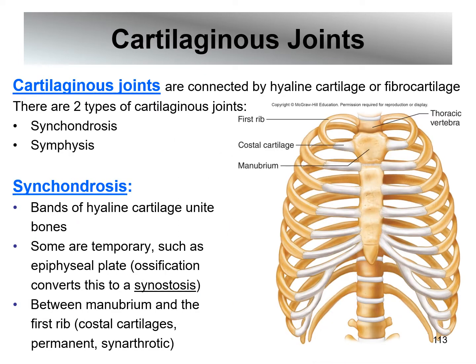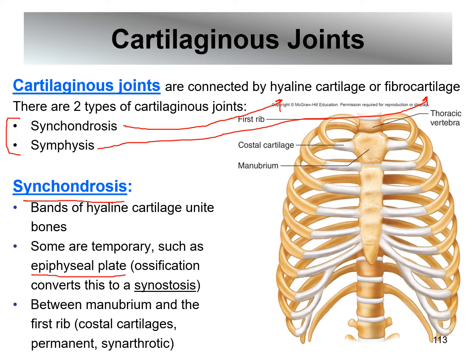The next type of joint is a cartilaginous joint. There's only two types of cartilaginous joints. One type, the synchondrosis, is going to be hyaline cartilage. The other type, the symphysis, is going to be fibrocartilage. Now, the synchondrosis joint I want you to know is the epiphyseal plate. You've had to deal with that in the skeletal system, so hopefully you know that and understand.